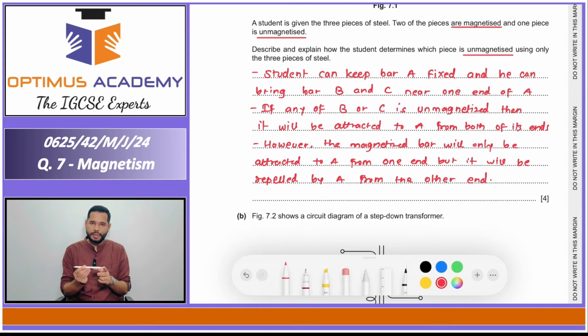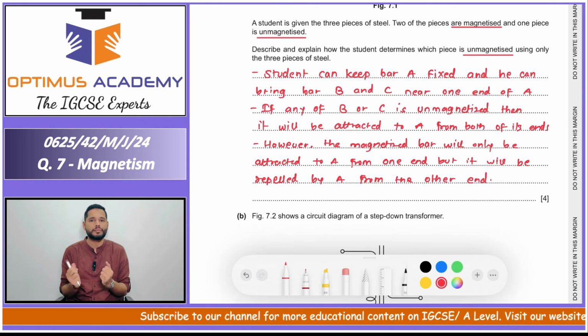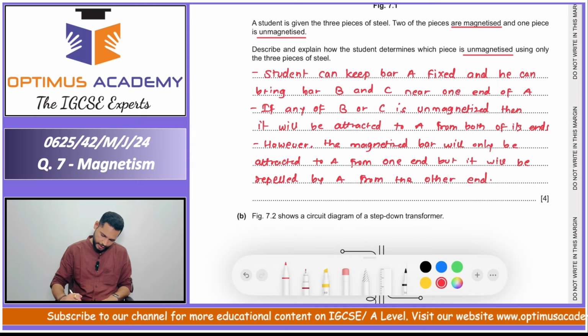But if B is getting attracted from one point towards A, but when I twist and switch the polarities B is getting repelled by A, meaning B must have magnetic properties, and so it is getting repelled from one end of A.